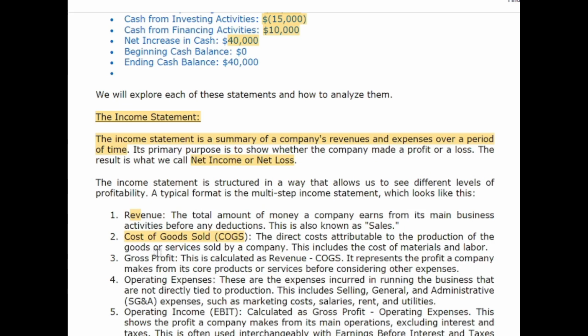The next part is gross profit. Gross profit is the difference between revenue and cost of goods sold. We take the revenue we generated and reduce the cost of goods sold from it to get the gross profit. It represents the profit a company makes from its core product or service before considering other expenses.